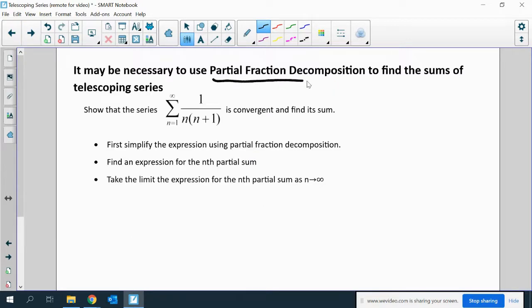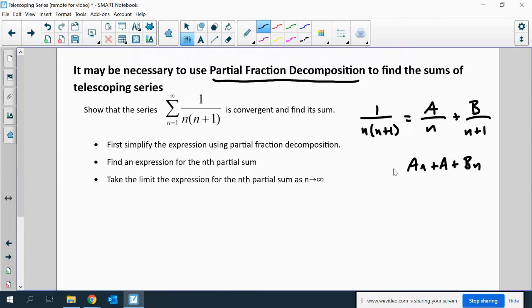You can also use partial fraction decomposition to find sums in this. So what we're going to do is show that this sum is convergent, and we're going to find its sum by using partial fraction decomposition first. So 1 over n times n plus 1, I have a over n plus b over n plus 1. And then after I simplify this, I would have an plus a plus bn, that equals 1. So a plus b has to equal 0, just like in the partial fraction video. A equals 1, which means b equals -1.